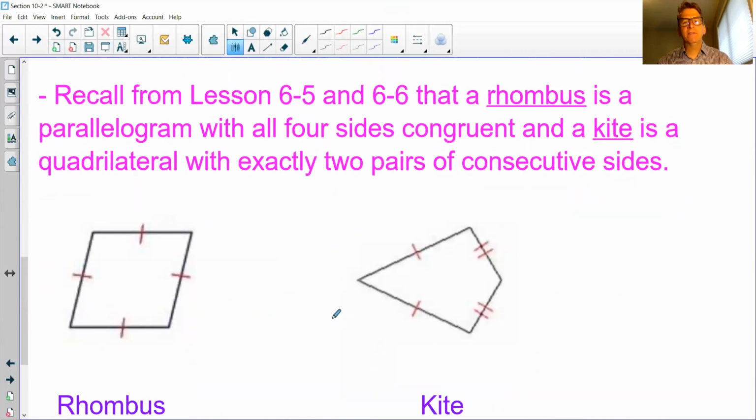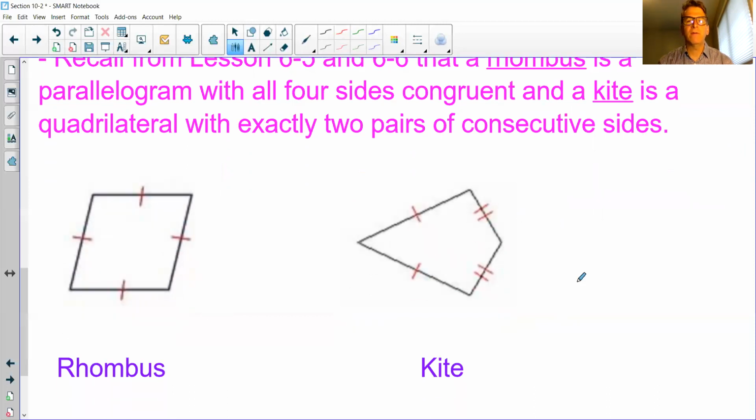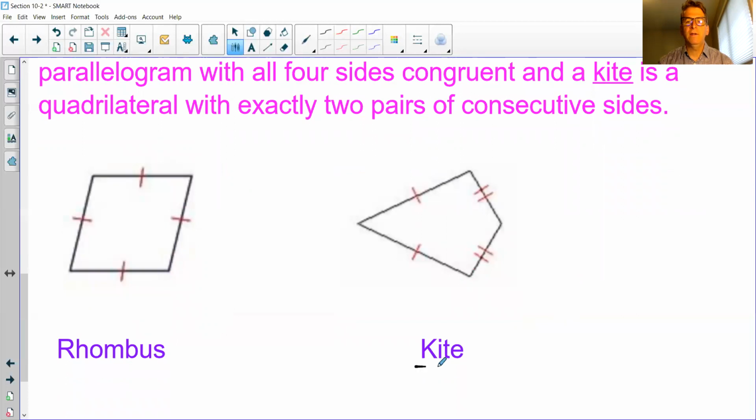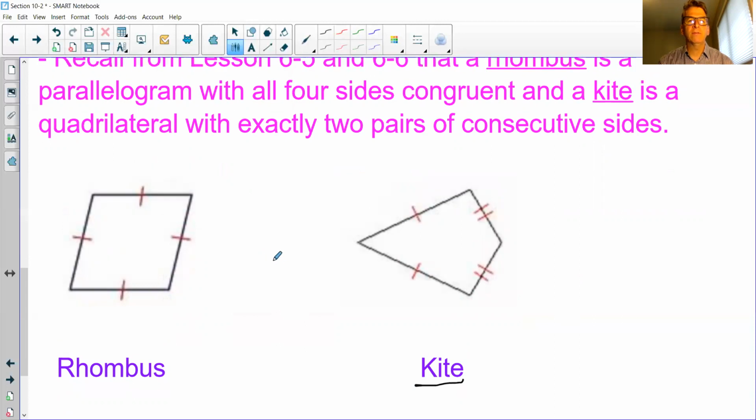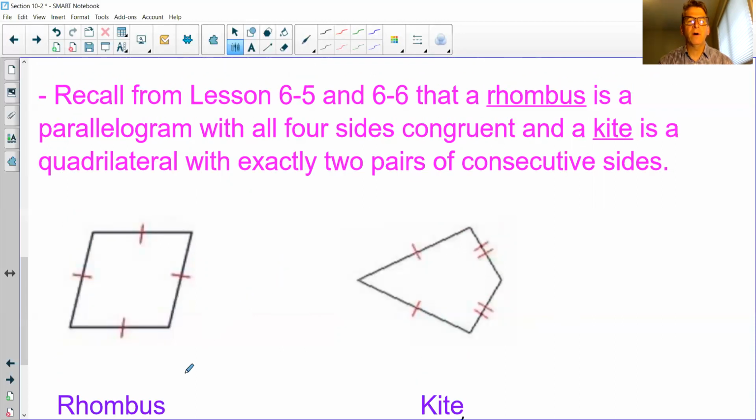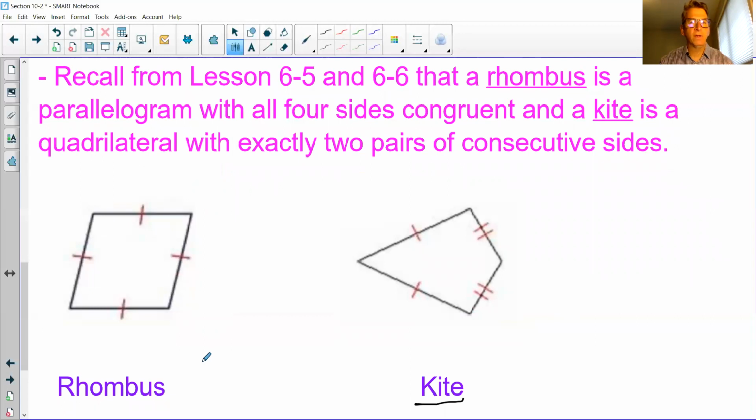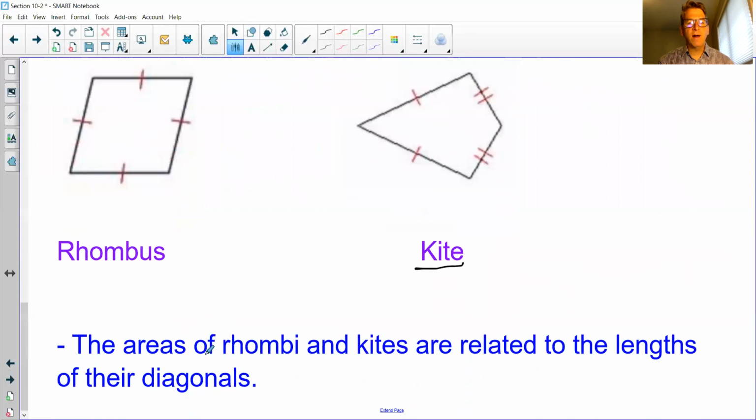Recall from lessons 6.5 and 6.6 that a rhombus is a parallelogram with all 4 sides congruent. And a kite is a quadrilateral with exactly 2 pairs of consecutive congruent sides. So we have ourselves a kite here, which has the consecutive sides congruent. And we have the rhombus, which is a parallelogram with all 4 sides congruent. So the areas of rhombi and kites are related to the lengths of the diagonals.